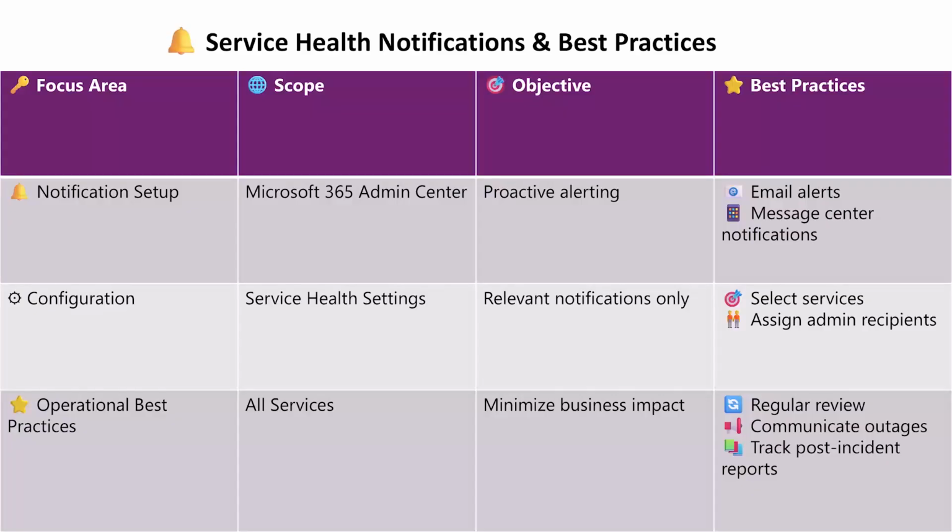So if you have a focus area of notification setup, right? So you may go from here and select the option accordingly. For example, if I go here and select notification setup focus area, you can see it is a scope of Microsoft 365 Admin Center. Objective is proactive alerting, and the best practice is email alerts and message center notifications you can configure. Then followed by configuration.